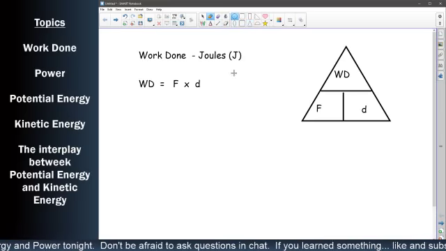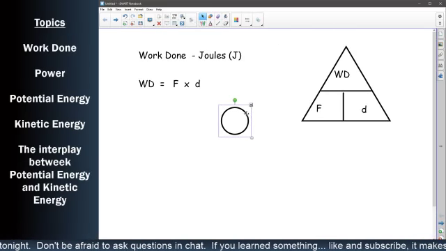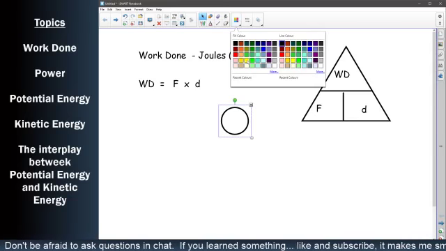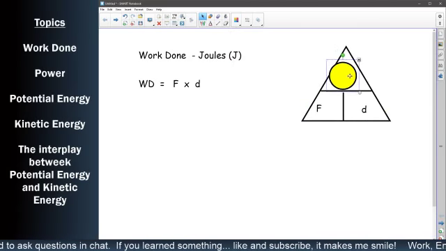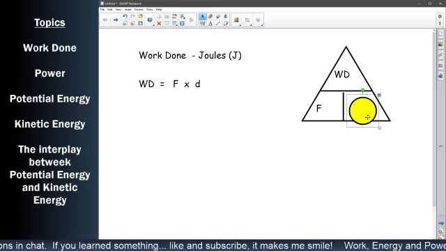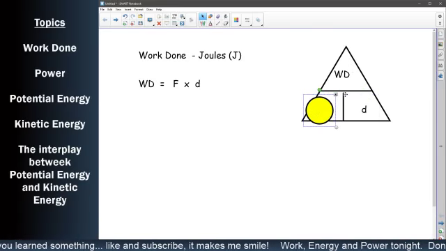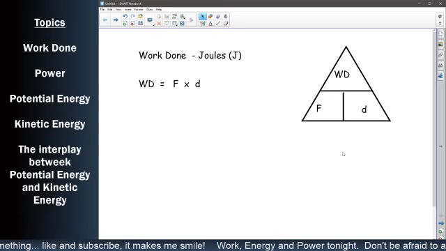So let's grab ourselves a little circle just to remind ourselves how to do that, if we're not the world's most mathematically savvy, which you should be getting to at this stage of the year. If I want work done, I cover up work done and I'm left with force times distance because they're beside each other. If I want distance traveled, I do work done over force as a fraction. And if I want the force, it's the work done divided by the distance. That's pretty much all there is to it.